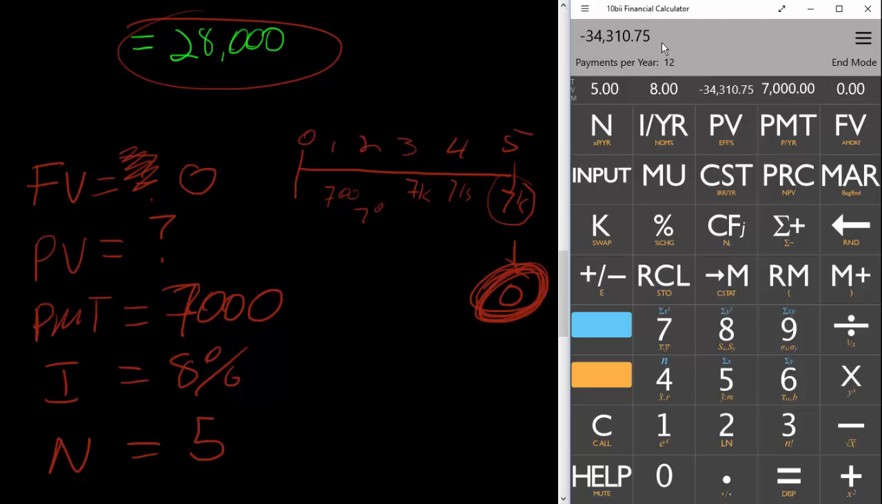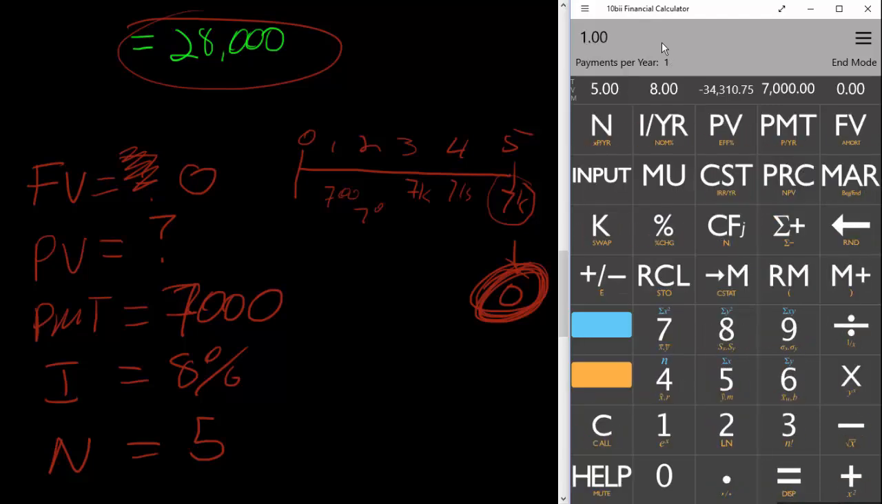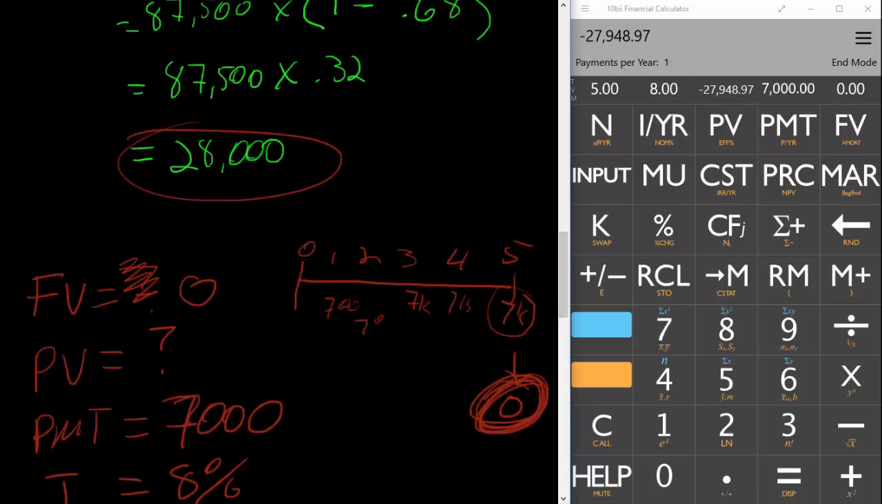In this calculator, I got to reset it every time. So let me go over to payments per year. Now I have one payment per year, and I'm going to calculate it again. All right, so let me clear out 0 for present value. I've got all my three things, and I come over here and hit present value, and I get 27,949, which is really close to this 28,000.